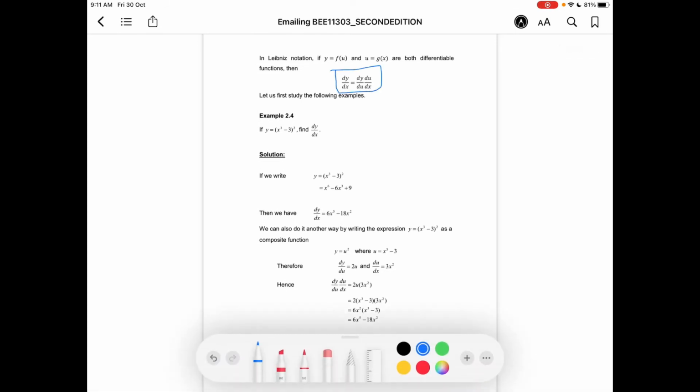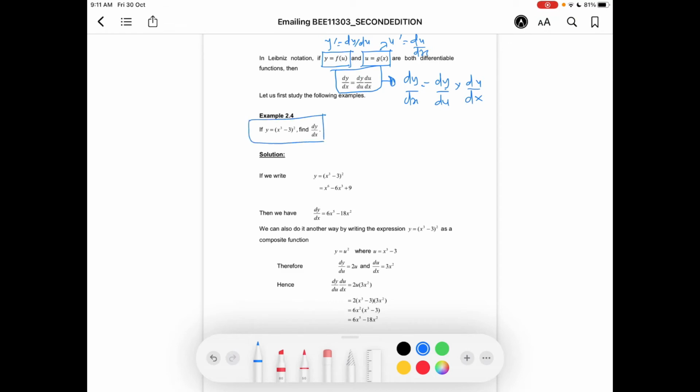So this is another example, a simpler one. dy over dx is actually dy over du times du over dx. So where does the dy and du comes from? Actually we can define it as y equals to f of u, whereas u is g of x. And therefore, you can find the y prime or dy over du, as for the u prime is actually du over dx.